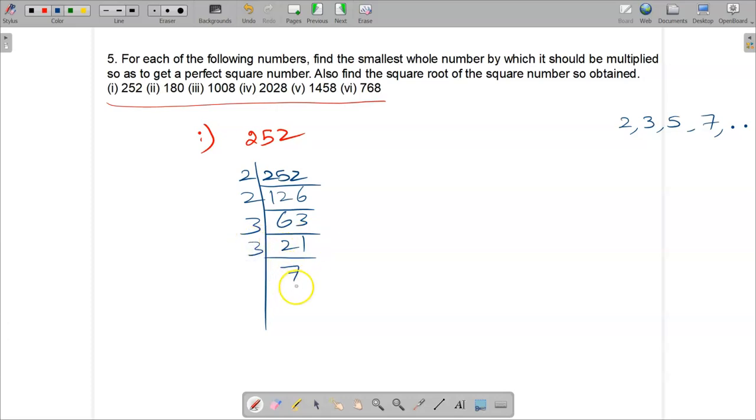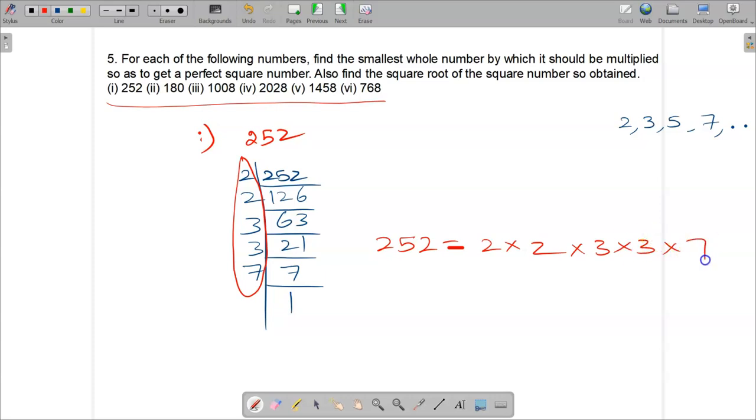3 sevens are 21. Okay, so the number 7 is an odd number which is not divided by 2, not divided by 3, and it is not divided by 5, because for 5 tables it should have either 5 or 0 at the unit digit. Again it is not possible, so the only possibility is we can divide it by 7. So 7 ones are 7. Once we reach 1, we can stop the problem, okay. So we can multiply all the prime numbers and write: 252 can be written as 2 into 2 into 3 into 3 into 7, okay.